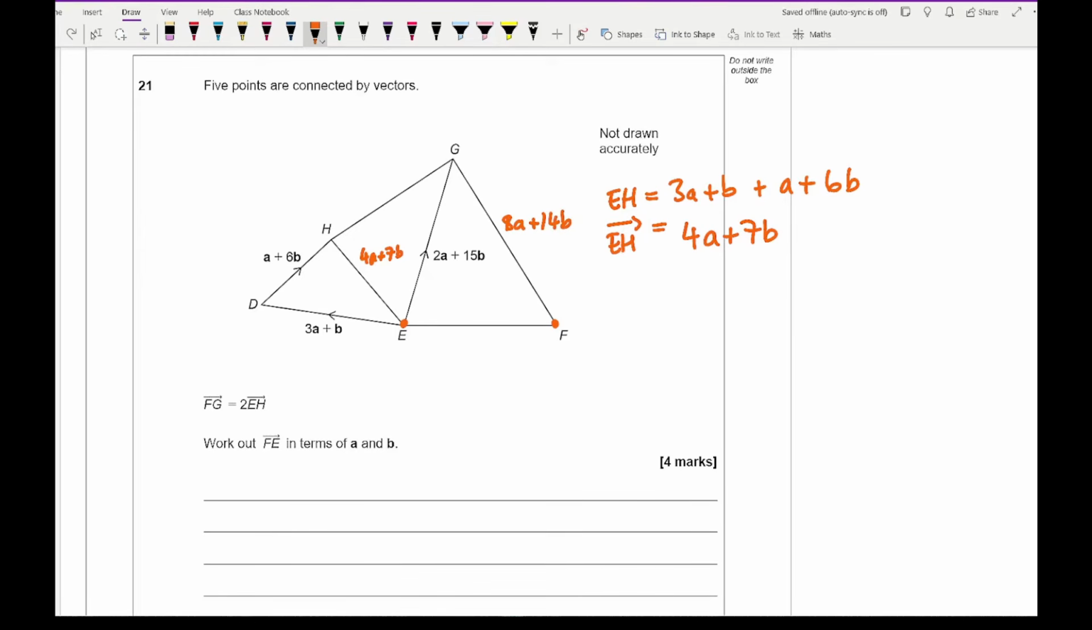So then from this I can work out what F to E is, and that's going in that direction. So F to E is going to be equal to F to G, which is 8A plus 14B. And I'm going against the arrow, so minus 2A minus 15B. So that gives me 6A minus B. And there is my answer.